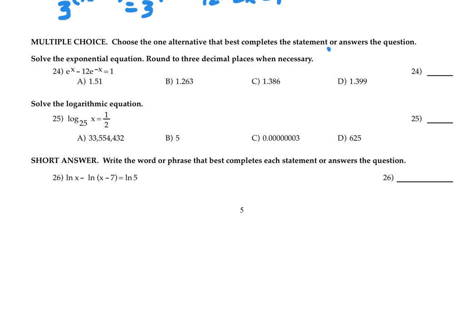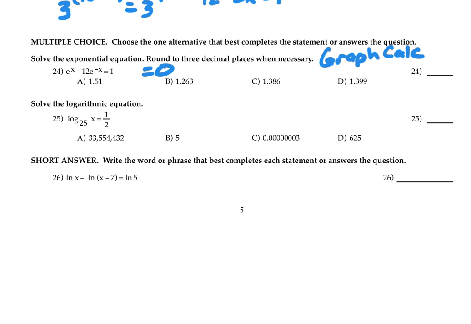24, graph it in your calculator. This is one of those. Set it equal to 0 first, so I'm going to subtract 1 from both sides. Put it into your calculator and find out where it crosses the x-axis. And that's your solution. That would be the quickest and easiest way to do that.